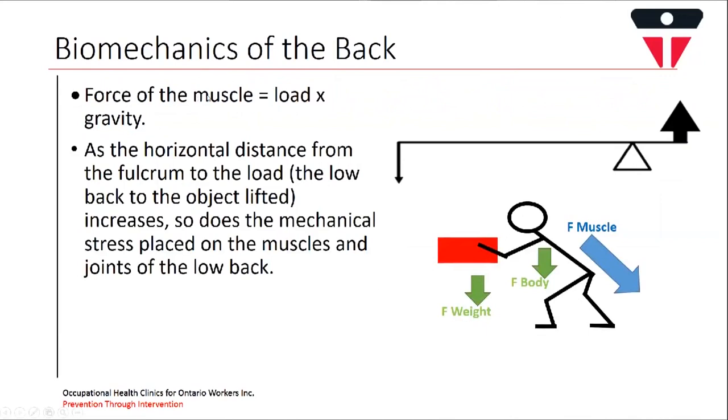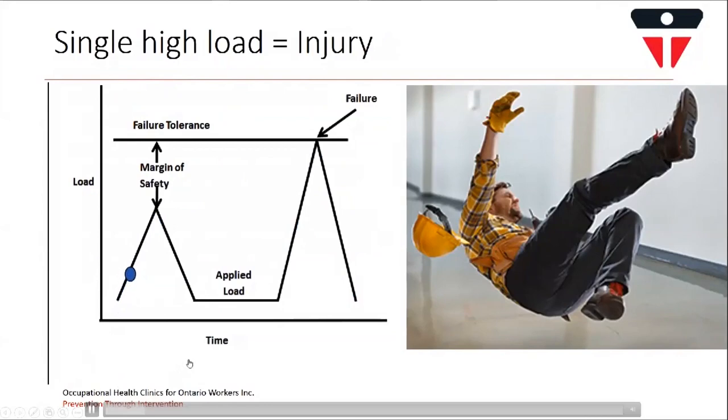The force of the muscle, which is what our body exerts, has to overcome the force of the body, our natural body weight, and the weight of the object. As the horizontal distance increases away from the fulcrum, the amount of muscle force the back has to exert is much larger as well. There are 2 basic types of injuries.